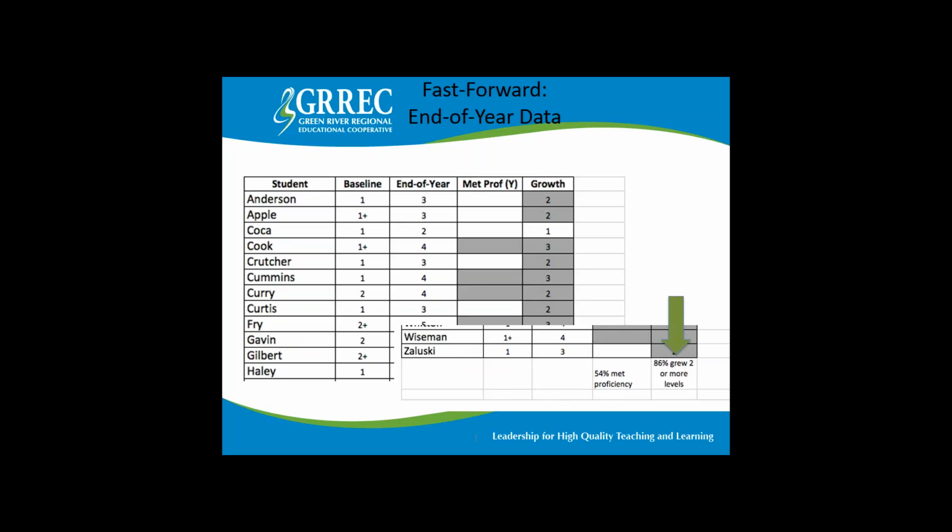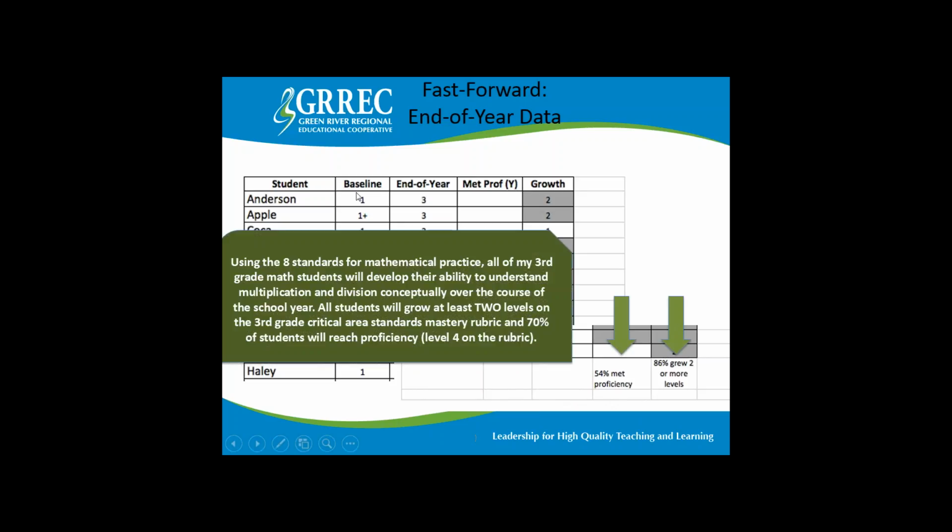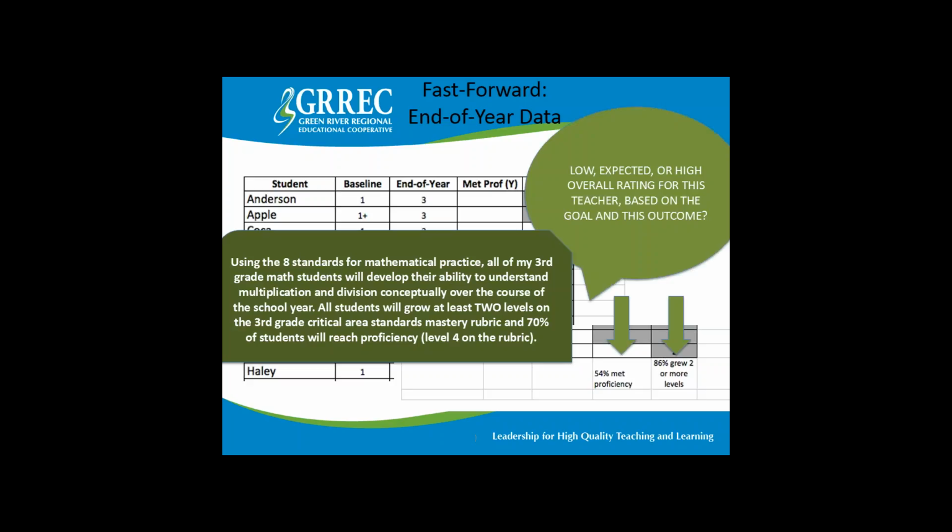So if we take a look, okay, there's the goal. Okay, and the teacher said all students will grow at least two levels on the rubric, and 70% of students will reach proficiency. So you can look at the data over there. 86% of those students grew two or more levels, and then 54% met proficiency. So then you have to think about, how did that teacher score on their student growth goal at the end of the year? Low, expected, or high?